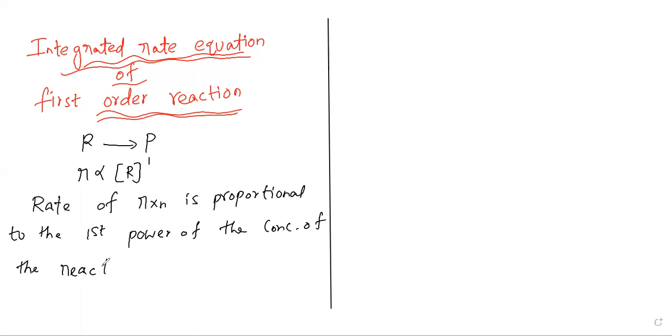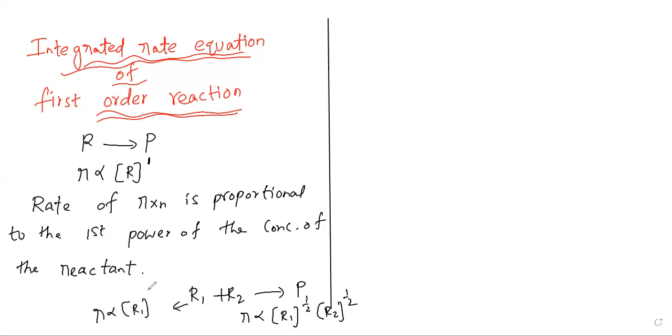If the rate of the reaction depends on the concentration of only one substance, then you will be taking power 1. If it depends on more than one substance, for example, if R1 and R2 are giving rise to product, the first order reaction can also be like this: rate is proportional to R1 to the power 1 by 2, R2 to the power 1 by 2. This is also a first order reaction. Or if you write rate proportional to R1 to the power 1 by 4 and R2 to the power 3 by 4, this is also a first order reaction.